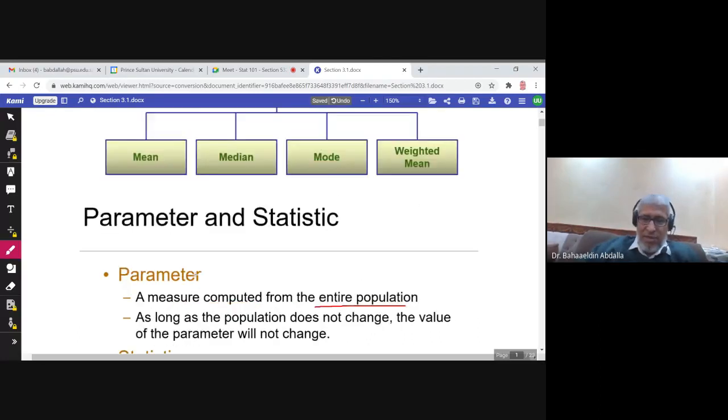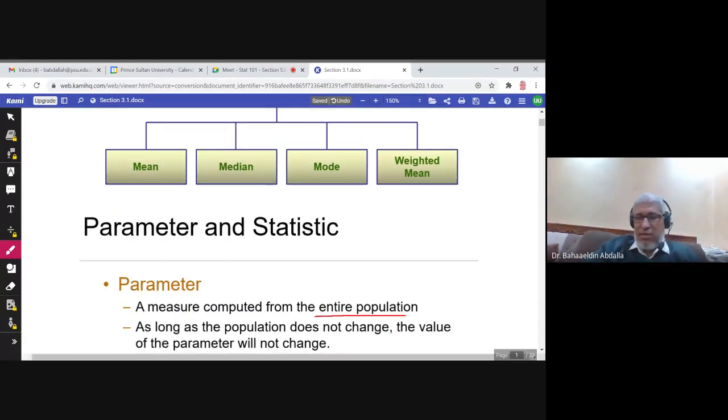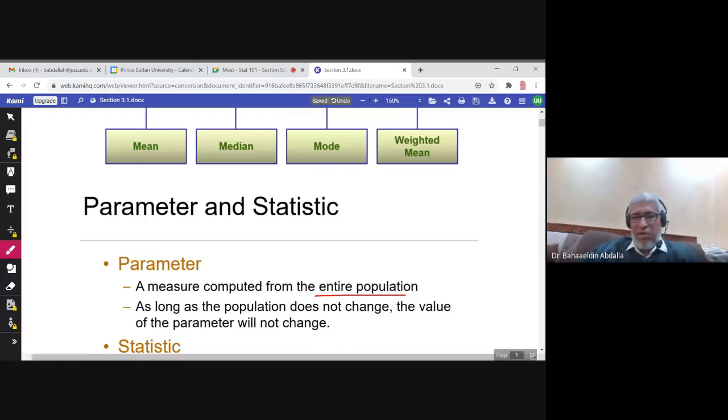So for example, the mean when calculated from a population is a parameter, while the mean when calculated from a sample is a statistic. Also the median, also the mode. The mode of a population is a parameter. The mode of a sample is a statistic.